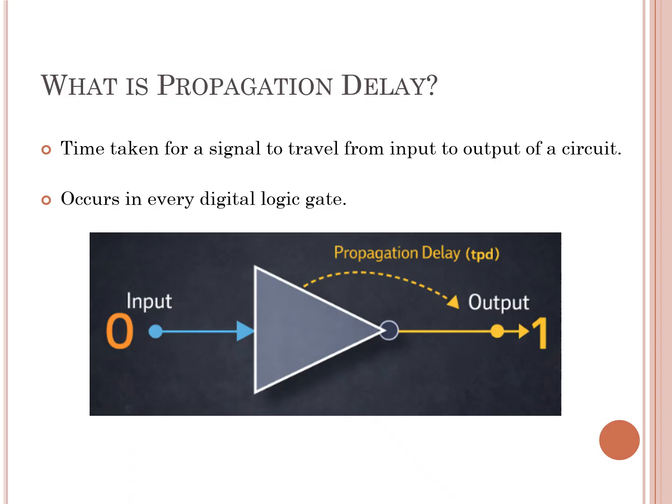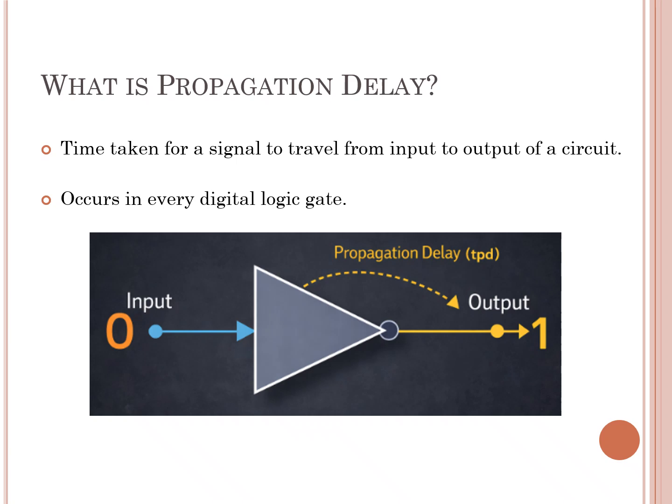Have you ever noticed, even in digital circuits, nothing happens instantly? You give an input, but the output takes a tiny amount of time to respond. That tiny delay is called propagation delay. Propagation delay is simply the time taken for a signal to travel from the input to the output of the circuit. In other words, when you change the input, the output does not change immediately.